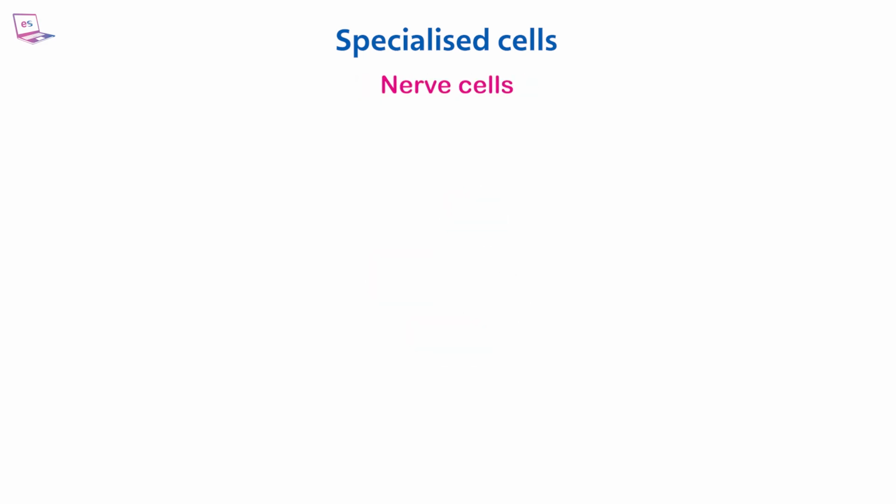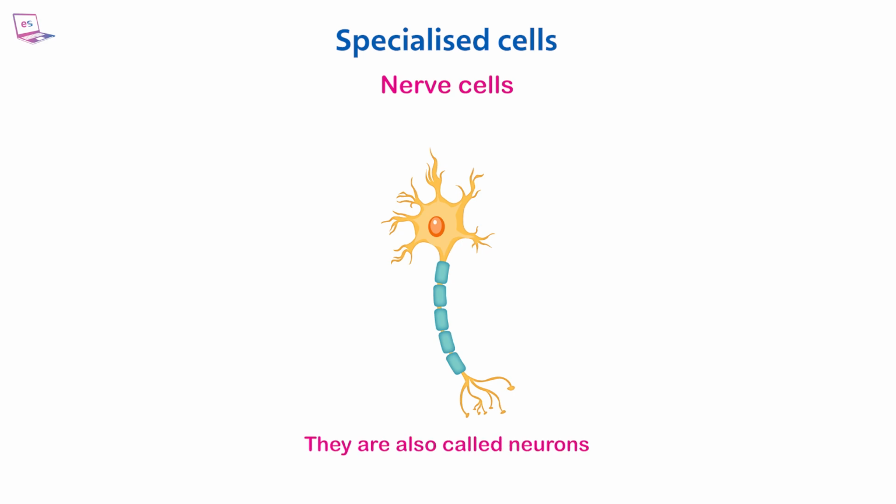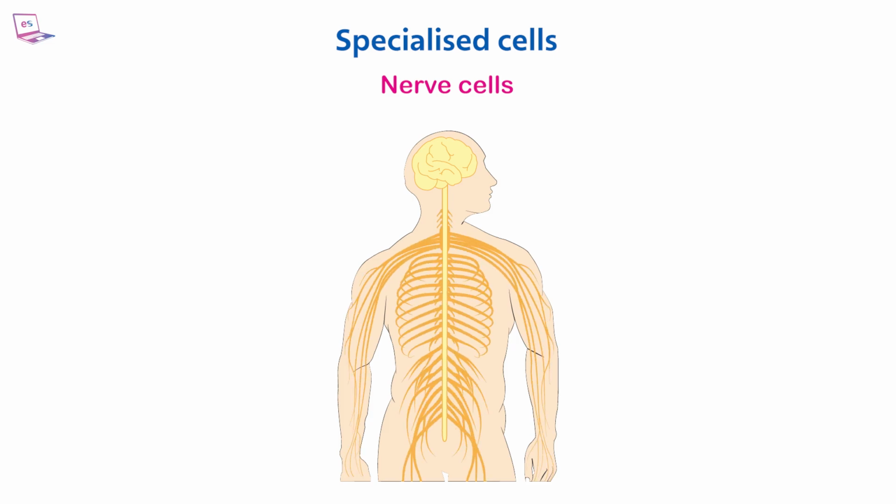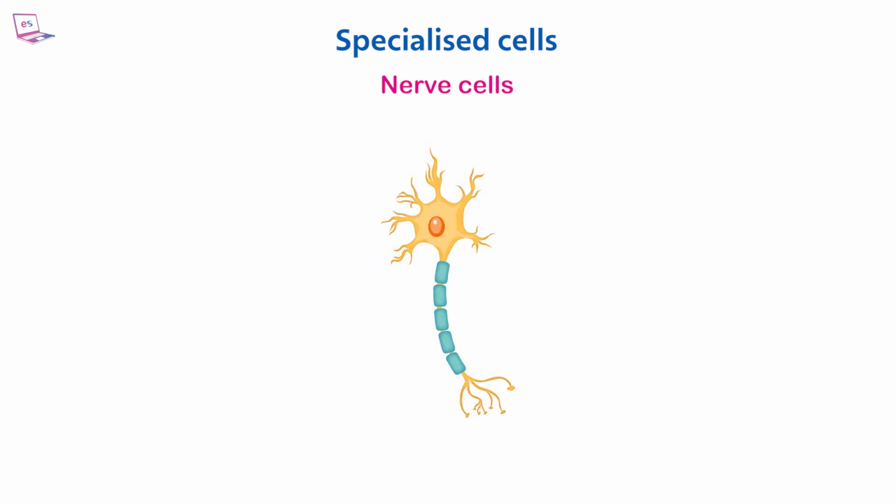Nerve cells. The cells in the nervous tissue that carry electrical signals are called nerve cells. They are also called neurons. The dendrites are short, branching fibers that extend from the cell body of a nerve cell. They make connections with other neurons. In nerve cells, the myelin sheath enhances the transmission speed of electrical impulses by insulating the axon.